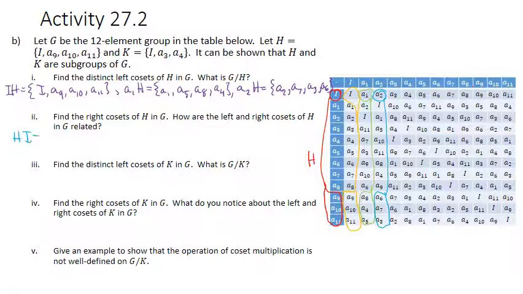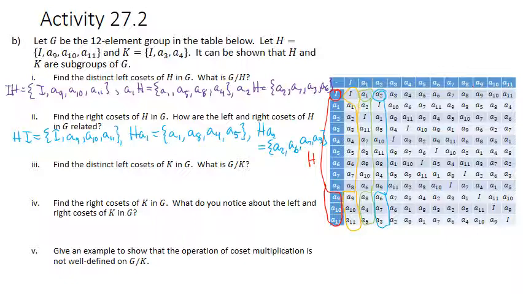So let's see. So HI is going to be just H again. And then if we do, oops, it's on the other side, right? H times A1. That is going to be A1, that's the green one that I circled there, A8, A4, and A5. And then H times A2 is going to be A2, and then A6, A7, and A3. Okay, so those are the right cosets.